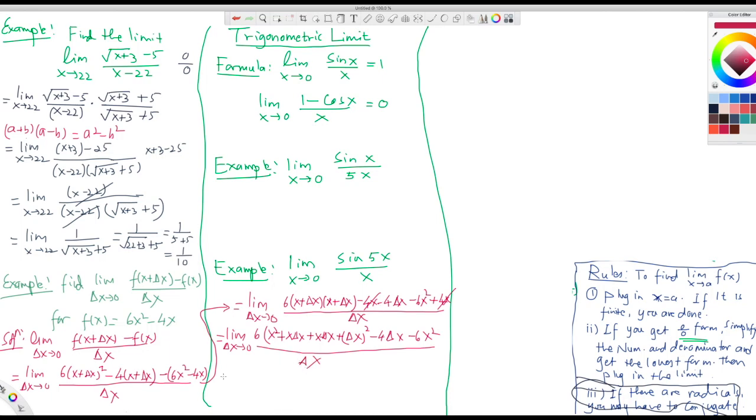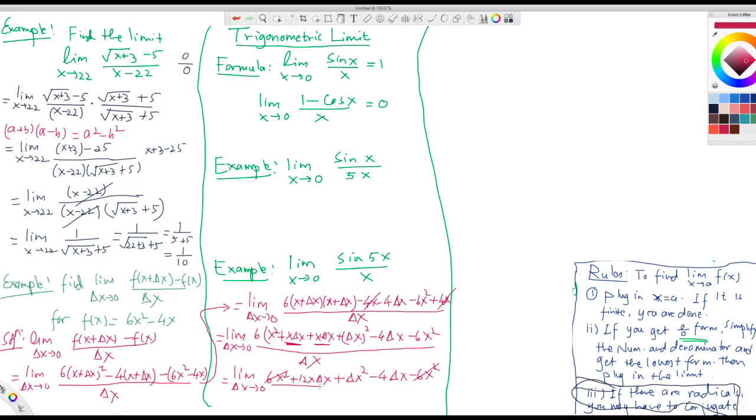And then what is left is negative 4 delta x minus 6x squared, divided by delta x. Now you simplify the top. You will get the limit as delta x tends to 0 of 6x squared. I'm distributing this 6. This term is x delta x, this term is another x delta x. So if you add, you get 2x delta x, but if you multiply by 6, you get plus 12x delta x. Plus delta x squared minus 4 delta x minus 6x squared. Now you cancel the negative 6x squared and positive 6x squared. What is left is 12x delta x plus delta x squared minus 4 delta x.